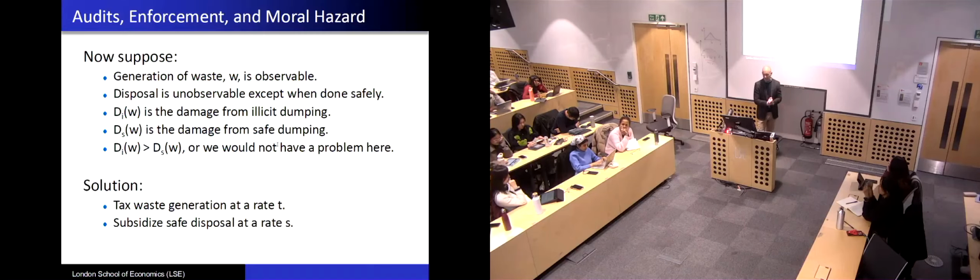Okay. Again, the solution here is going to be to tax waste generation at a rate T, and then subsidize safe disposal at a rate S. Okay. So again, we're going to tax the waste generation, and we're going to subsidize safe disposal. These are two different things. Okay.